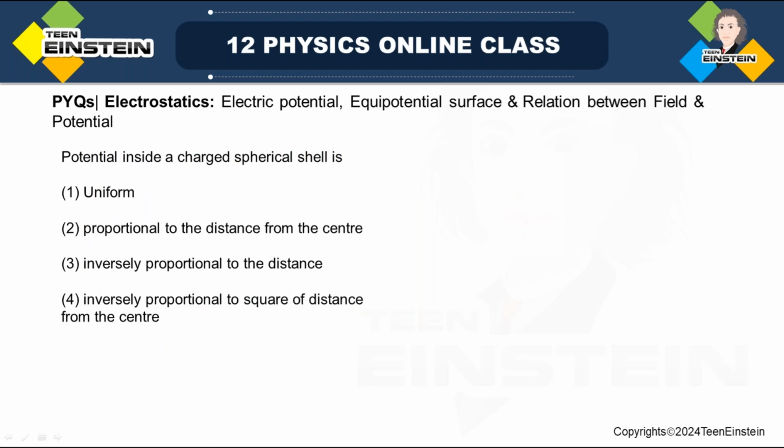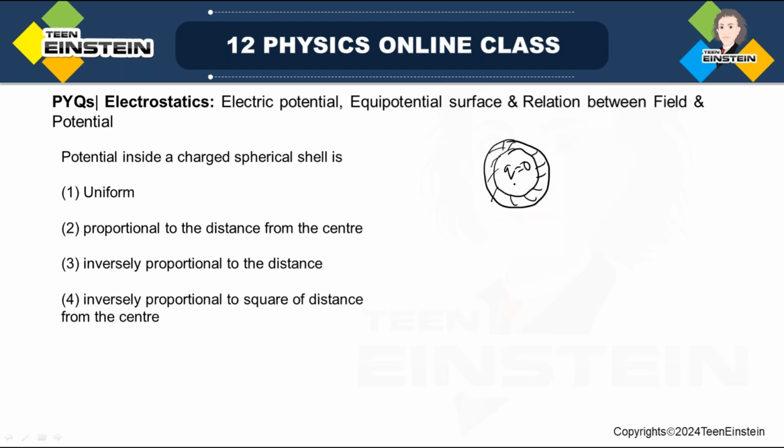All right, let us go to the next problem. This problem says potential inside a charged spherical shell. When I say spherical shell, it is not said that it is conducting or something. When I say a spherical shell, you have to understand that you have charge in this annular portion, and here there is no charge. Charge is equal to zero. Okay, this is a spherical shell. So what will be the potential inside?